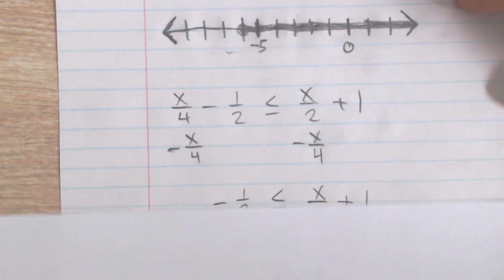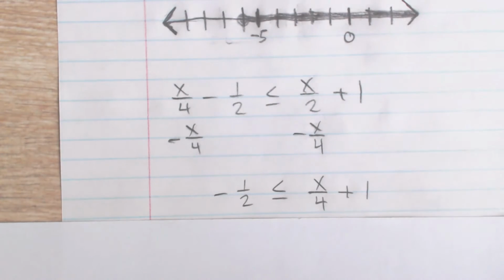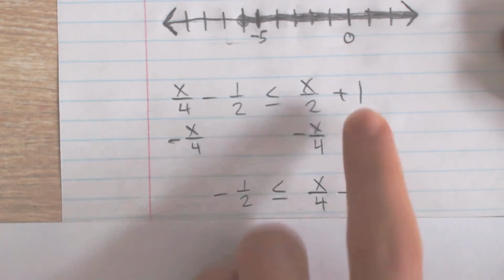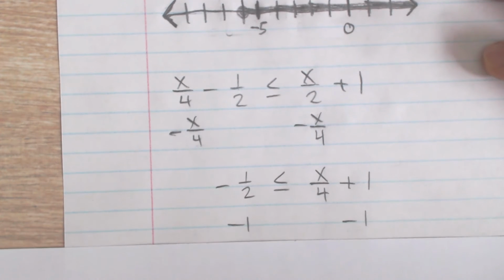On the right, x over 2 minus x over 4. That's like combining like terms: we have a half times x minus a quarter times x, and a half minus a quarter is a quarter. So we have x over 4 remaining, and we still have that plus 1. Again, I want to isolate x, so I'm going to subtract 1 from both sides to get rid of that 1.